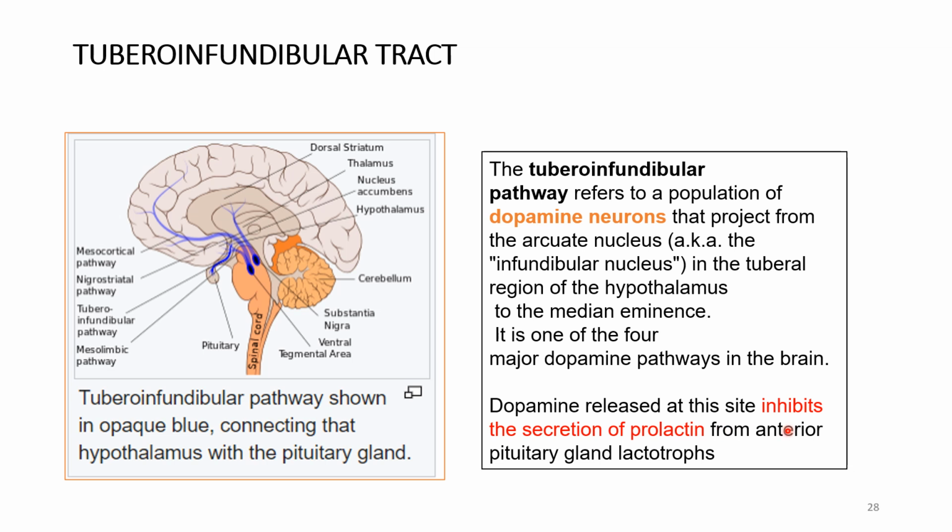Dopamine released at this site inhibits the secretion of prolactin from the anterior pituitary gland lactotrophs. So, it is coming to the anterior pituitary. This anterior pituitary has many cell groups. In those, one group is lactotrophs. They release prolactin hormone, but this dopamine will inhibit the secretion of prolactin.